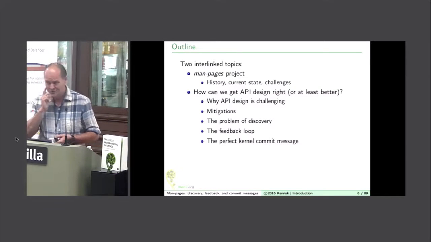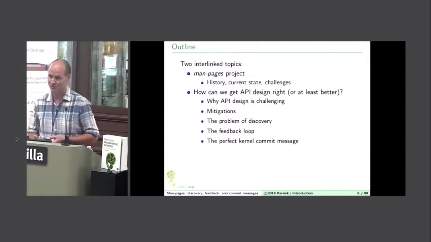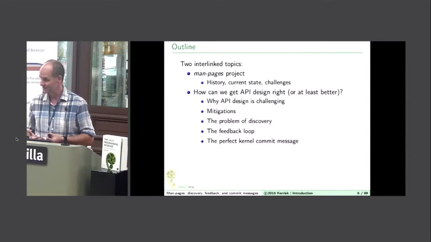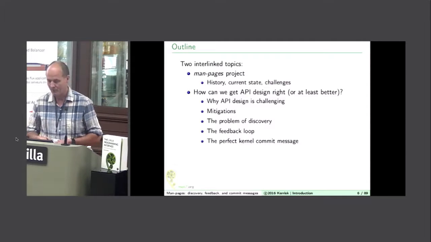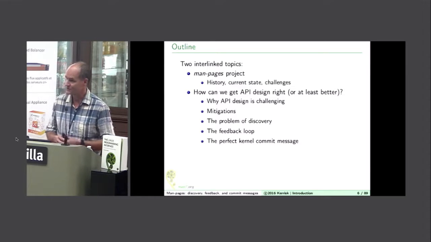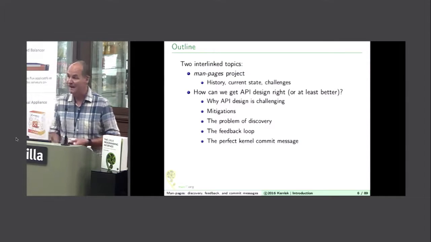So there's two things I would like to talk about today, but I think I'm only going to have time to talk about one. One is the man pages project itself and what its current state is. I think I'm going to have to skip that just because what I want to talk about as well is how do we get API design right, or at least better. So the sort of things I want to talk about there is why is API design difficult? What sort of solutions do we have to make it better?